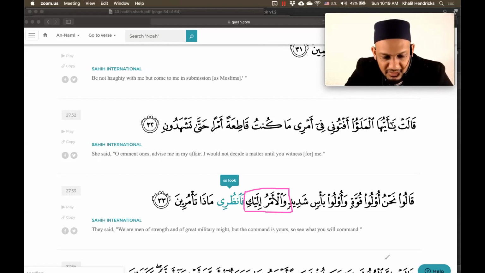So they are consulting and they tell Bilqis, the leader, that we have might and great strength. Wal amru ilayki. Al amru means the command. Ilayki, ila means to, and ki means you, one female. O Bilqis, look, what you will command. So wal amru ilayki means and the command is to you, one female, who is Bilqis. Aisha, does that answer you?